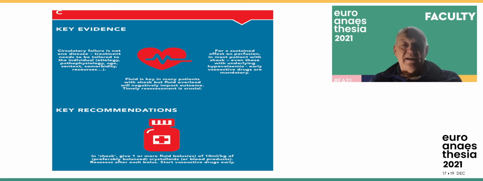Avoid fluid overload. That's certainly been found to be a negative factor, as was suggested in the FEAST trial. I won't touch on the FEAST trial here in this talk. So in shock, give 1 or more fluid boluses of 10 mL per kilo and reassess after each bolus, and think about inotropes early.